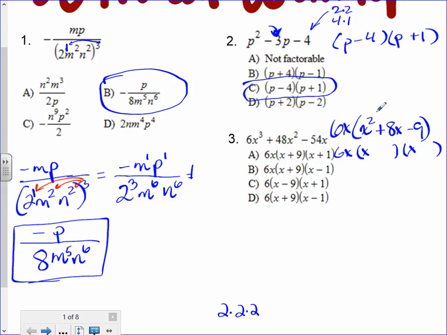Now, factors of 9 that give you a positive 8. It's got to be 9 and 1. Which one should be negative and which one should be positive? The 9's positive because your middle term is positive. Answer choice B. Factoring. You do need to remember how to factor. Crucial, very important. Always look for a GCF.